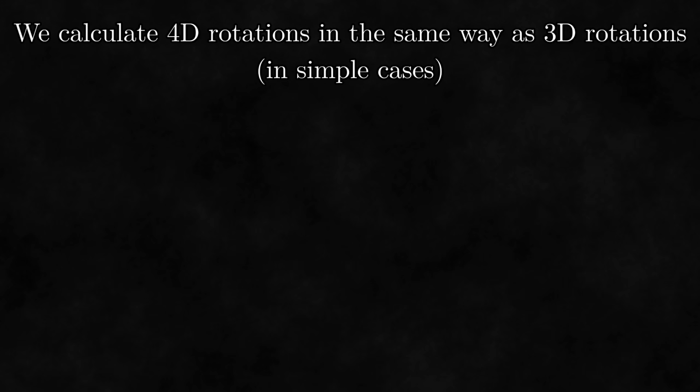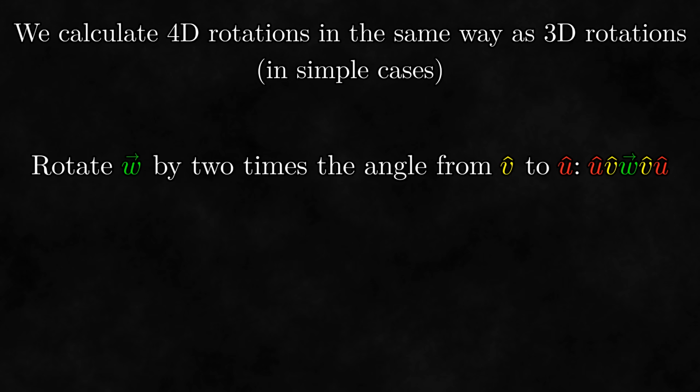In 4D, we still rotate by using planes of rotation. We can rotate a vector w by 2 times the angle from v to u in the plane given by v and u by using a double sandwich, just like in 3D. And to rotate in a given plane by an arbitrary angle, we can still create a rotor using a complex exponential involving theta over 2 and then use a rotor sandwich product.